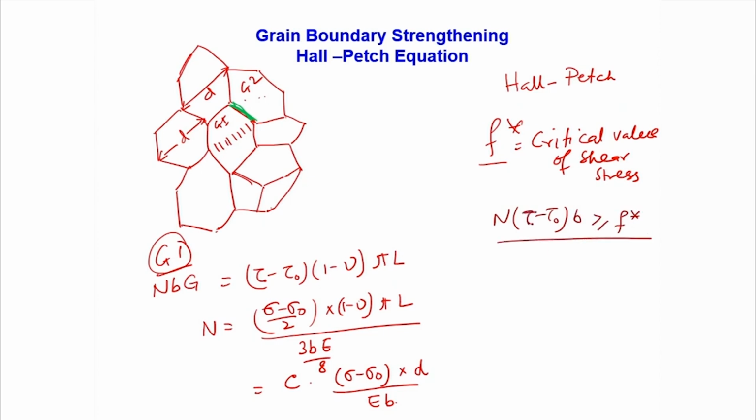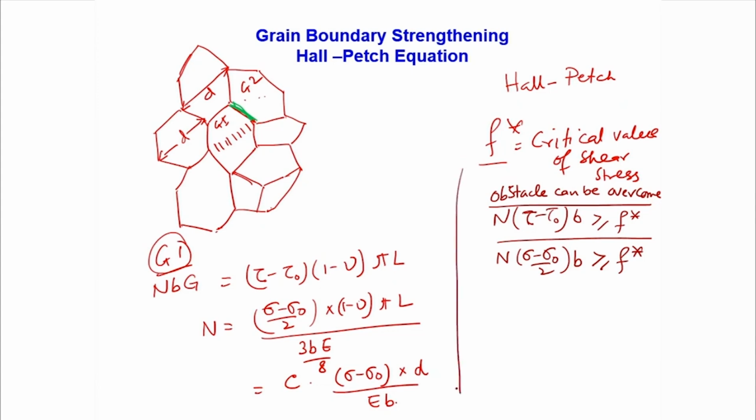Remember, this is tau. So we can write N times (sigma minus sigma 0) by 2 multiplied by B, and when this reaches more than a critical value, then only this obstacle can be overcome, right. So you understood, right. First, we connected what? We connected the dislocation density in the grain, or the number of dislocations, with this shear stress.